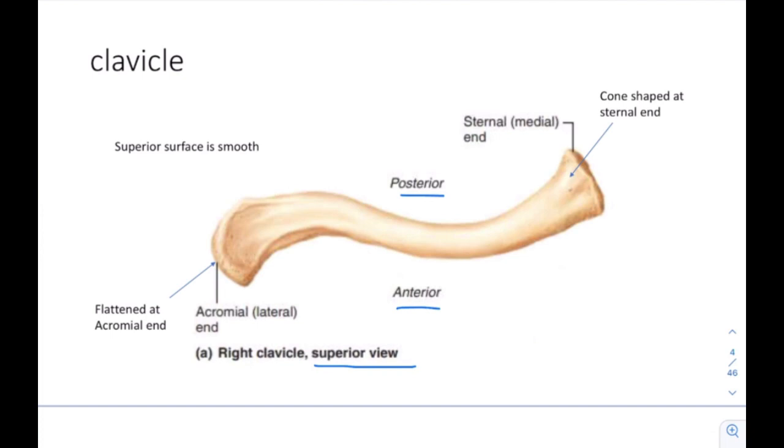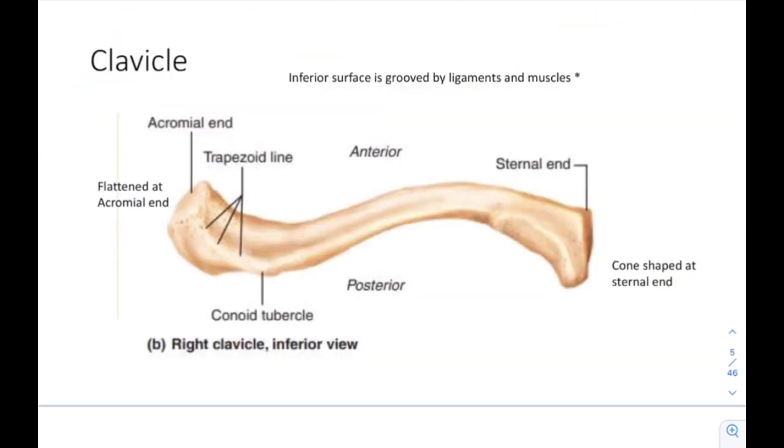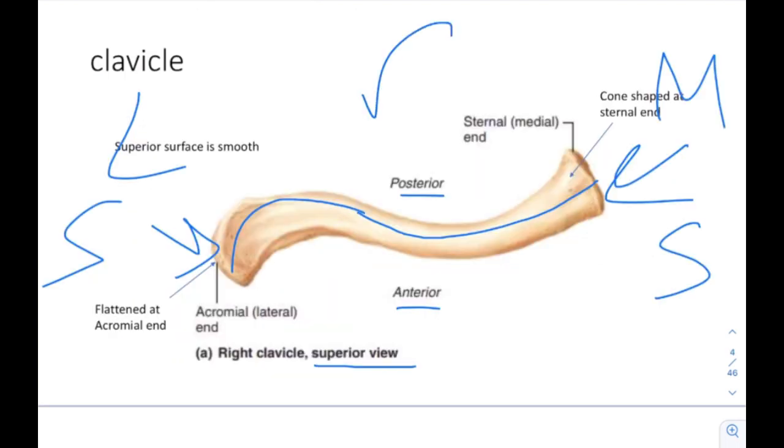So as you can see here, anteriorly, the medial two-thirds of the clavicle is convex, and then the distal lateral third is concave. Right here we have the acromial end, and here we have the sternal end. So here would be lateral, here would be medial. This is where the sternum attaches, and this is where the scapula attaches. Okay, so this is an inferior view. You should just know that the inferior surface over here is grooved by ligaments and muscles, while the superior surface is fairly smooth.